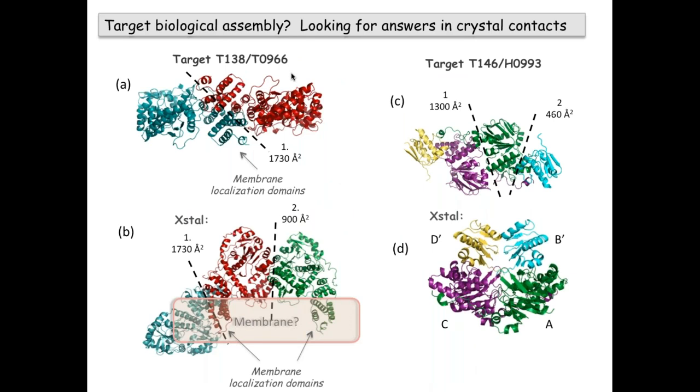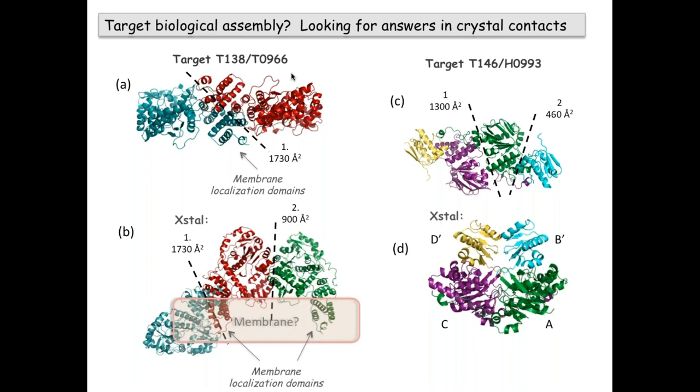Now, in evaluating the assembly in the predicted model relative to the assembly of the target, sometimes it's not obvious what the assembly of the target really is. So in some cases, to find the biological unit of the target, a problem that I just mentioned before, the assessors have to go back to the crystal contacts to find some answers.